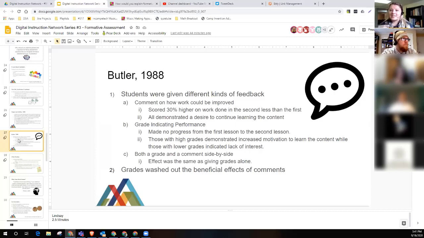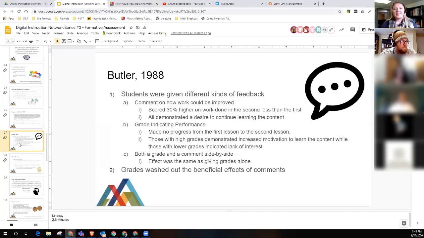But then when she asked students, "Do you want to keep learning this content?" they all demonstrated a desire to continue. They were motivated. Students that received a grade made no progress. In fact, their mean score went down. And when they were asked whether or not they wanted to continue learning, those who received high grades said, "Yeah, let's keep going," and those who received low grades said, "Yeah, no way."